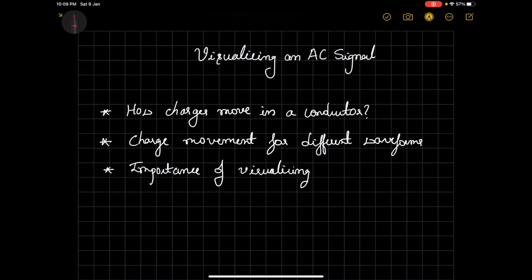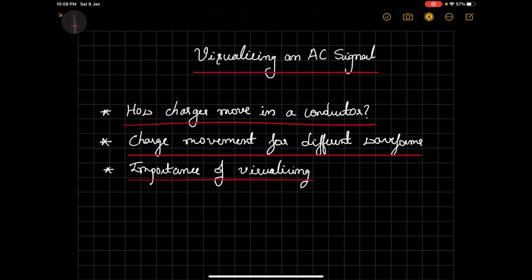In this video, we will be talking about how to visualize an AC signal. First, we will see how charges move in a conductor. Then we will see the charge movement for different sample waveforms. And finally, we will see the importance of visualizing. So let's get started.